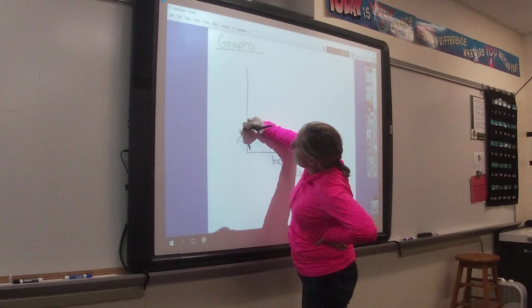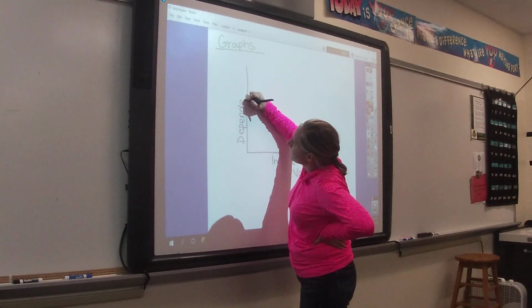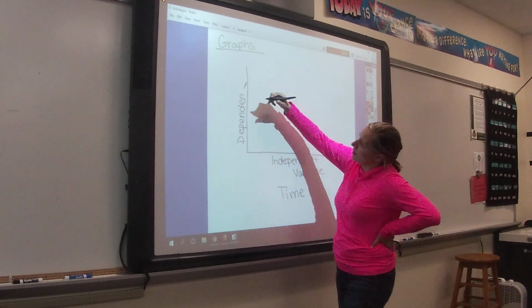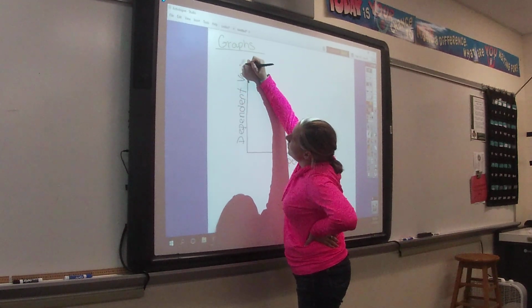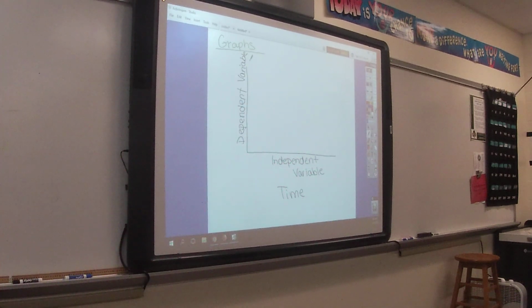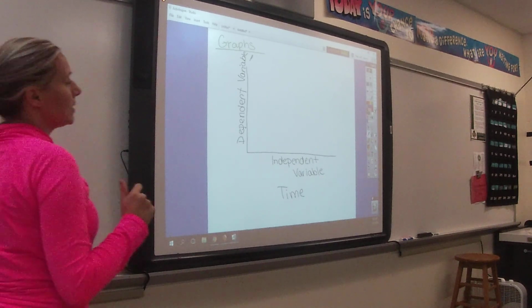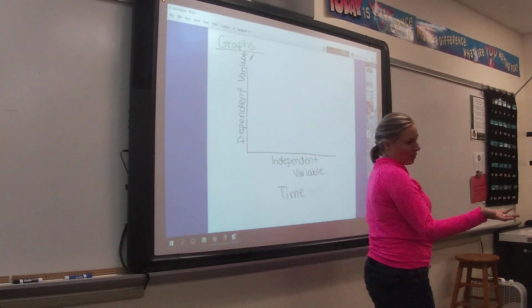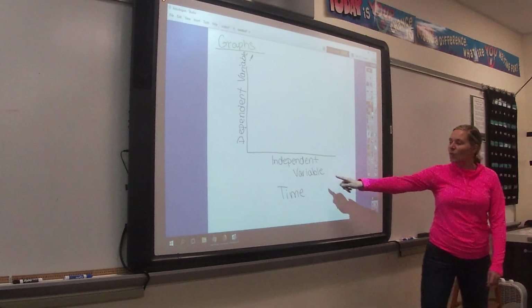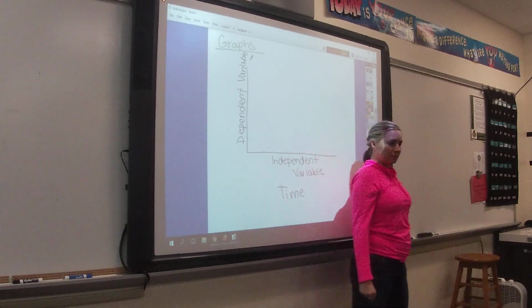This is our dependent variable. Why am I not spelling today? Dependent. Okay, and this is the one that we can change. I can control how fast I walk. I can control how much water there is. Now, sometimes when we say control, it doesn't necessarily mean that when you're doing a science experiment you should try and manipulate the outcome, right? So it's the one that is affecting the other.